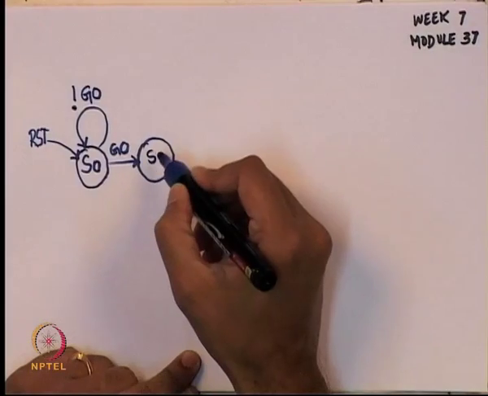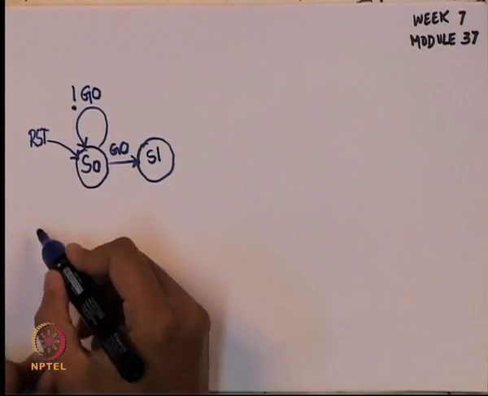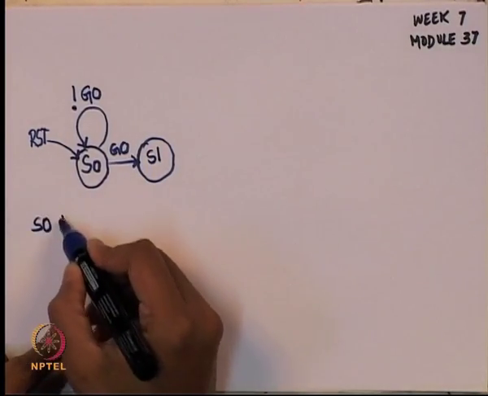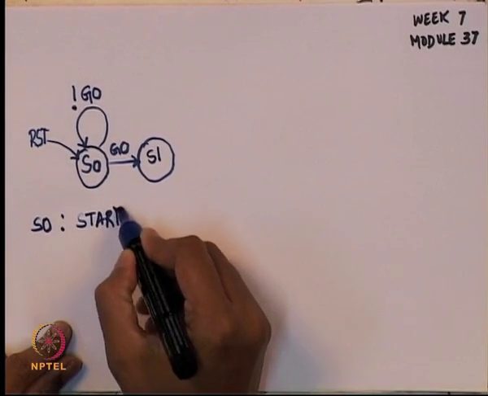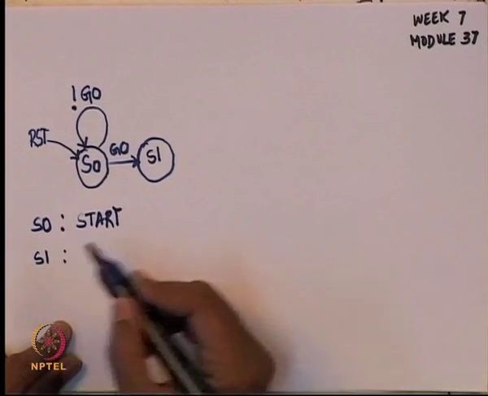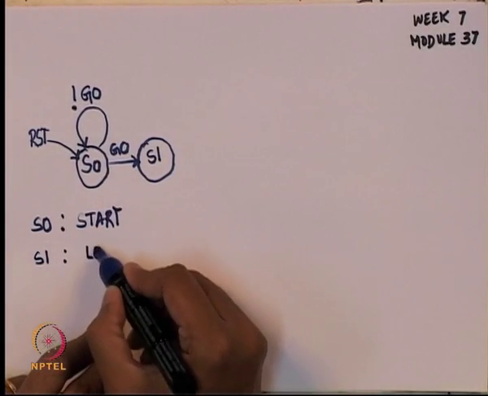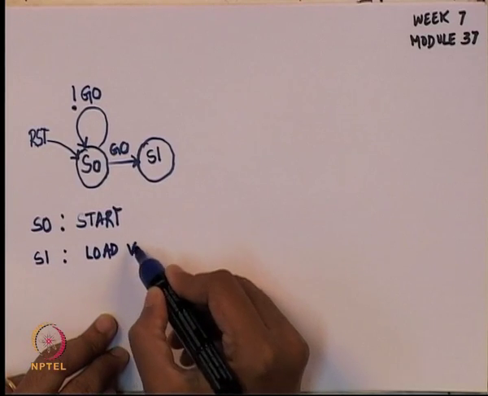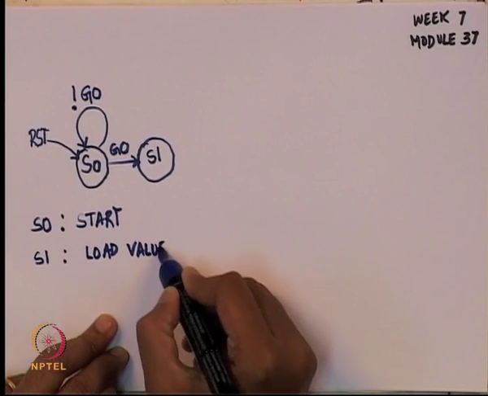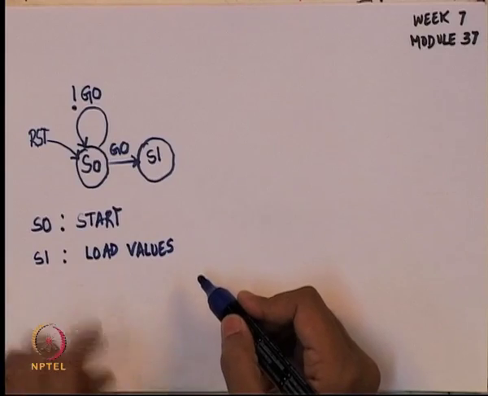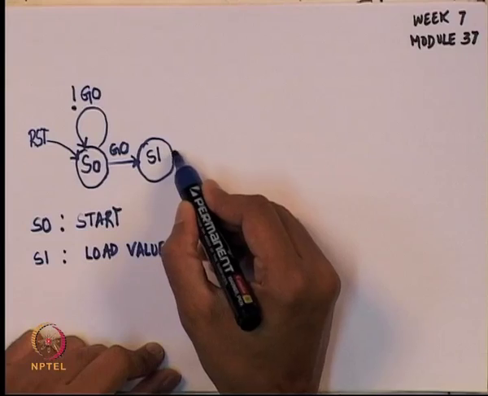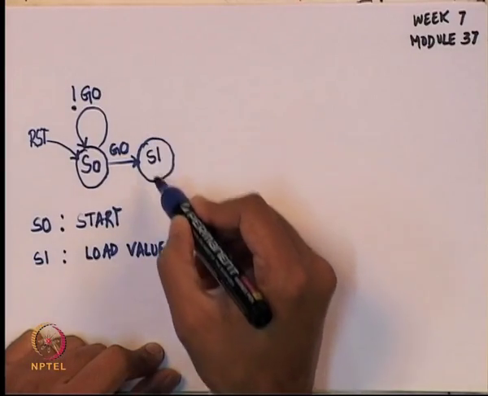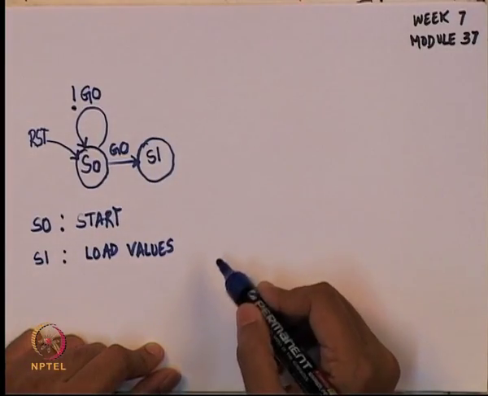So, what I am going to do is I am going to have this state called S1. Remember, I will just write down what these different states are supposed to be. S0 is the start state, so this is the beginning. S1 is a state where I am supposed to load the values from the external world. So, S1 is supposed to be that, and when S1 happens, I am going to turn on several control signals.